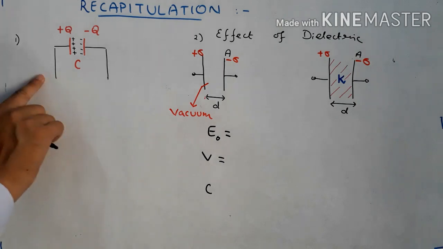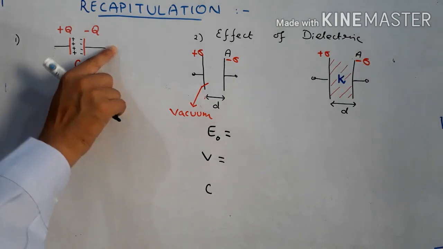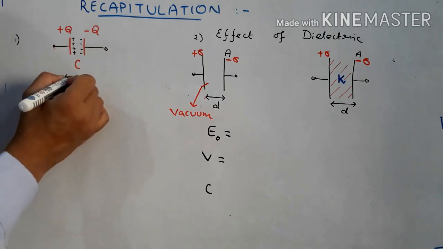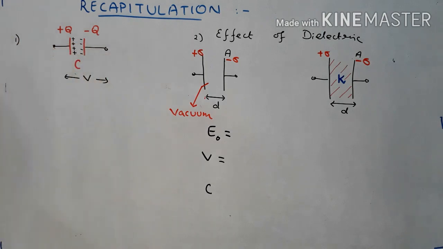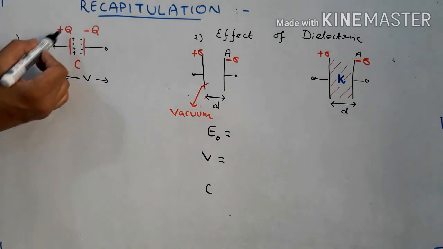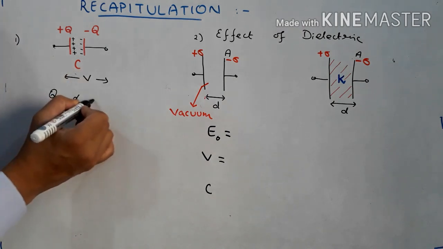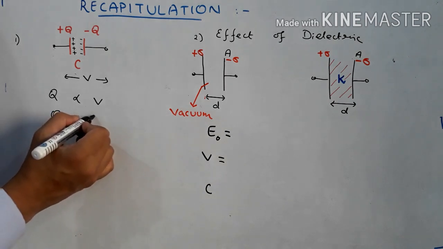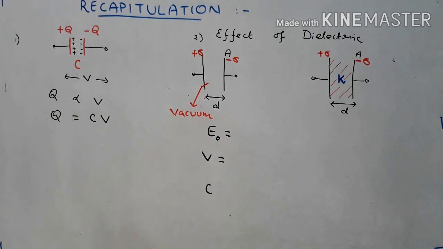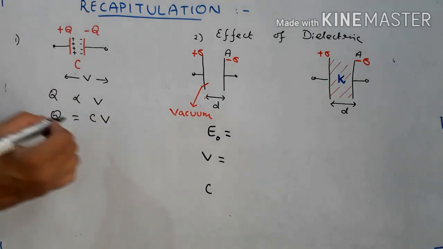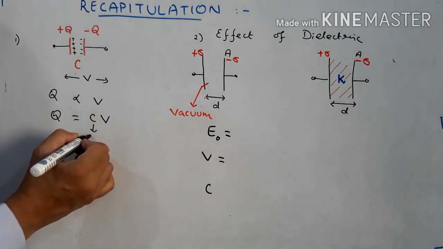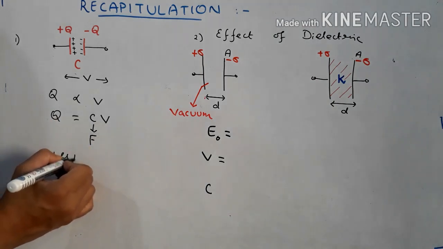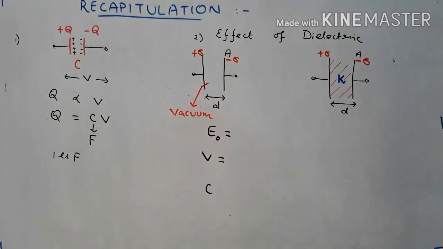We can disconnect the capacitor from the battery, and we say that the capacitor is charged. Q is the charge on the capacitor, its capacitance is C, and the potential difference between the plates of the capacitor is V. We discussed that Q is proportional to V, so Q is equal to some constant times V. That constant we wrote as C, which we call capacitance. Its SI unit is the farad, but it is a large unit, so we talk about microfarad and so on.